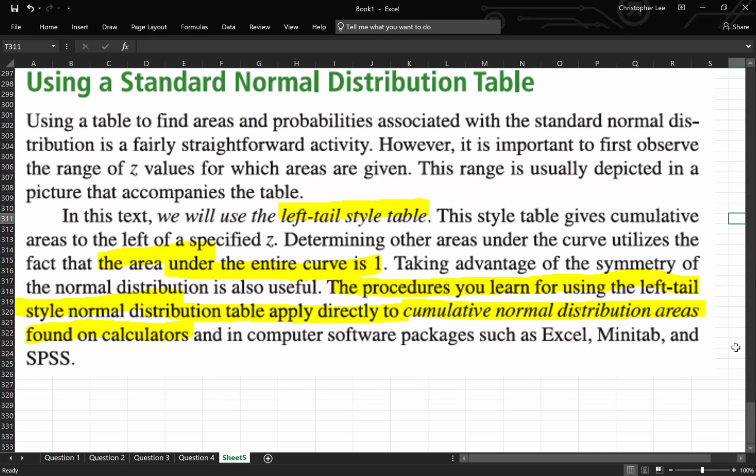In this text, we will use the left tail style table. This style table gives cumulative areas to the left of a specified Z. Determining other areas under the curve utilizes the fact that the area under the entire curve is 1. Taking advantage of the symmetry of the normal distribution is also useful. The procedures you learn from using the left tail style normal distribution table apply directly to cumulative normal distributions, the distribution areas found on calculators and in computer-aided software such as Excel, Minitab, and SPSS. All right, so that's just giving you a little bit of a heads up of where this is going.